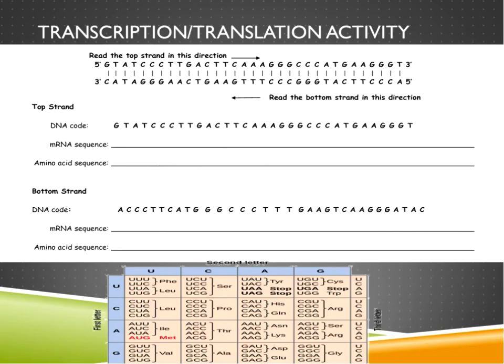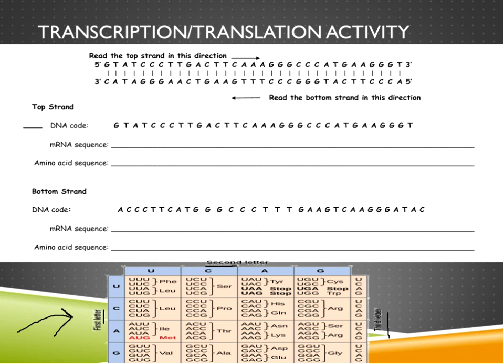So we're going to do a little bit of practice now. Speaking of that table, this table that Joshua asked about is right here. How to read it: you look at the first letter, second letter, third letter. Or you can just find it in the charts here. So the first thing we're going to do together is look at this transcription and translation activity.